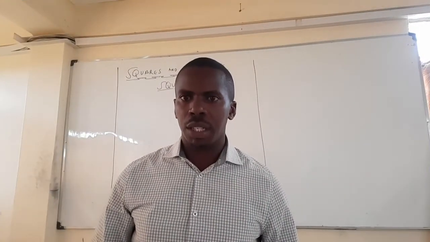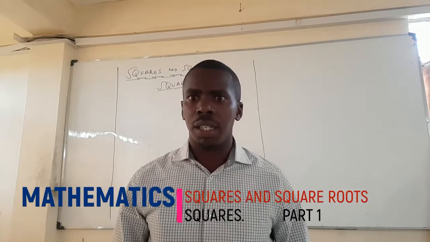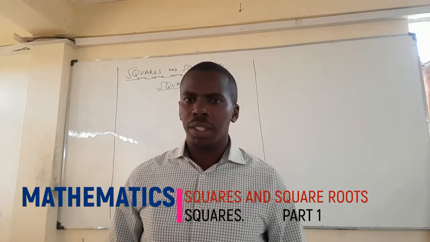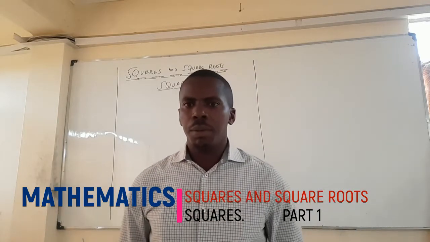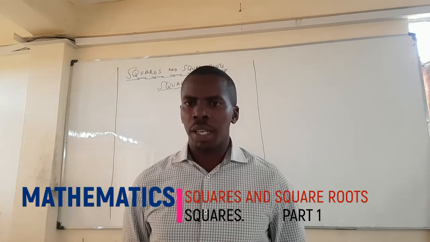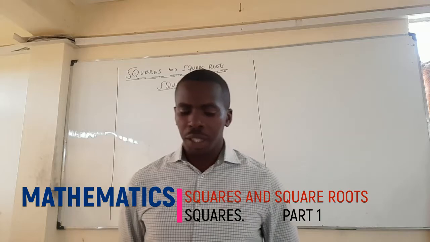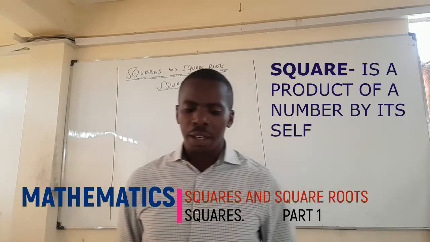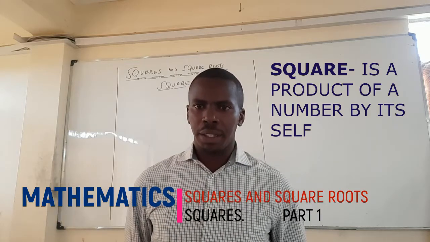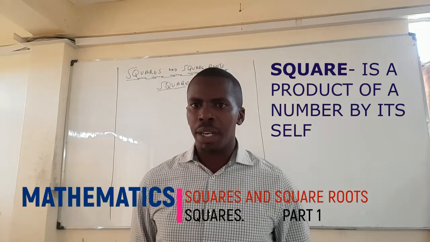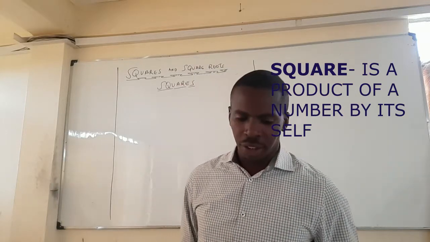Welcome to another class. In this class we're going to look at squares and the square root. This is a Form 1 topic, and we're going to start by looking at squares. Maybe you can give a definition of squares. The square of a number is the product of a number by itself. That is what we mean by squares: a product of a number by itself.